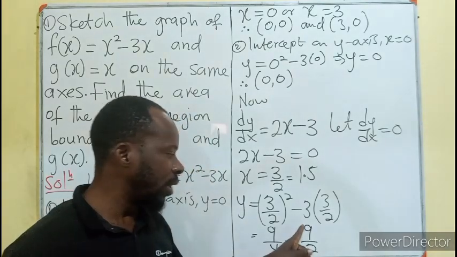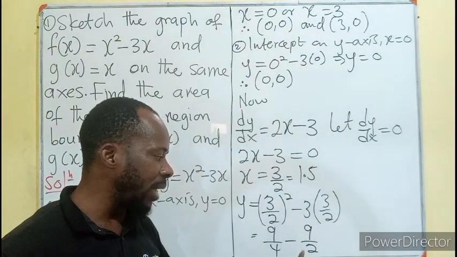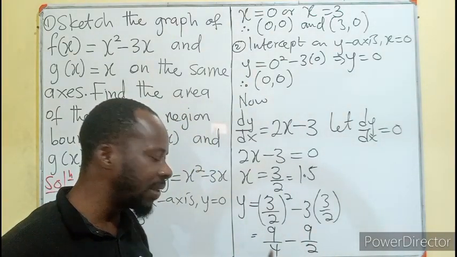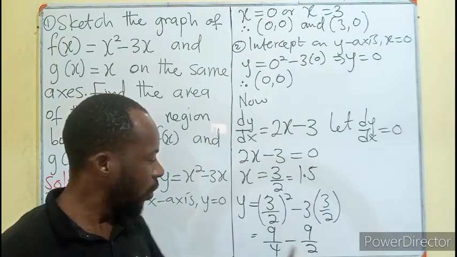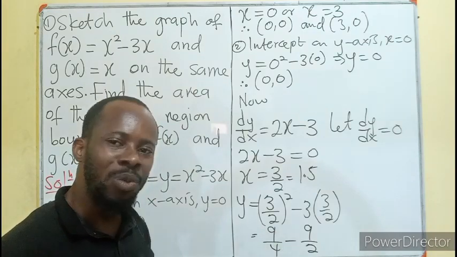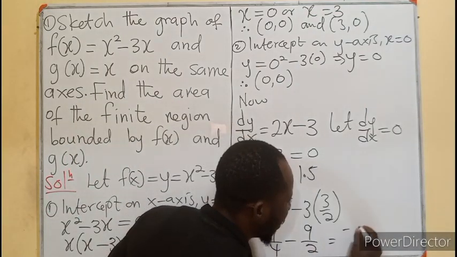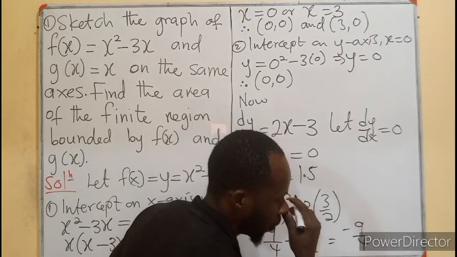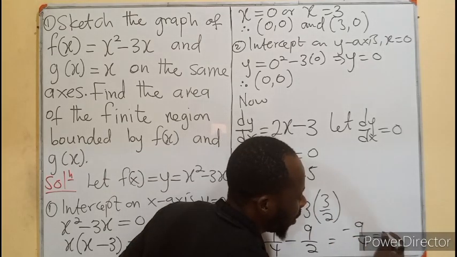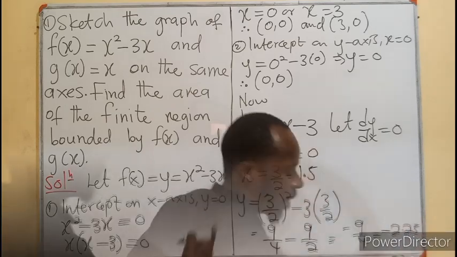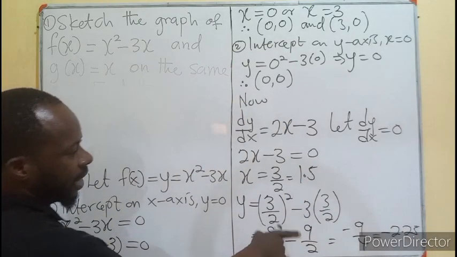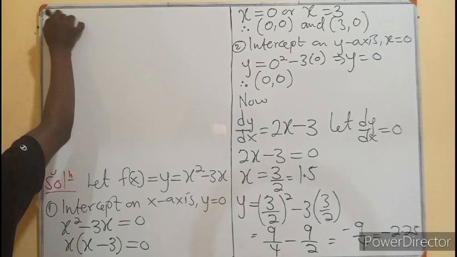So what do we do? We multiply both the top and bottom by 2 in order to make them the same denominator. So this will be 18 over 4. So 9 minus 18 will be negative 9. So we're having negative 9 over 4, which in this case could also be negative 2.25.